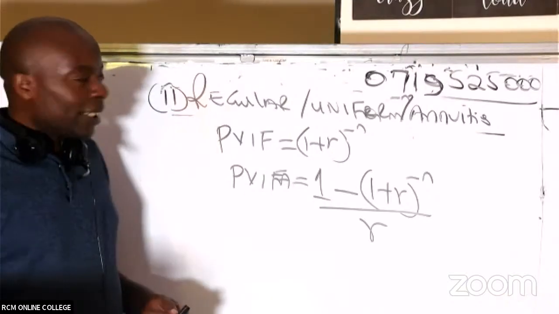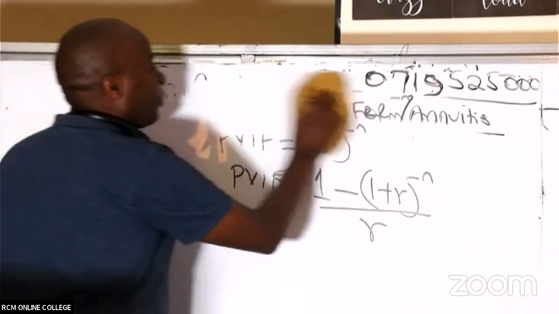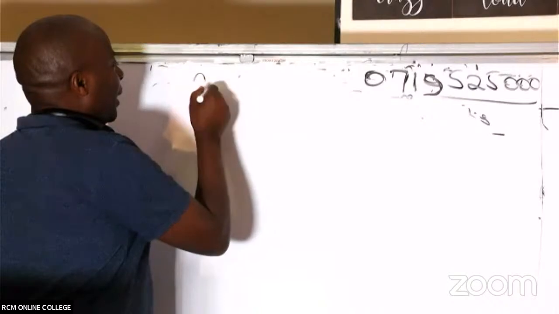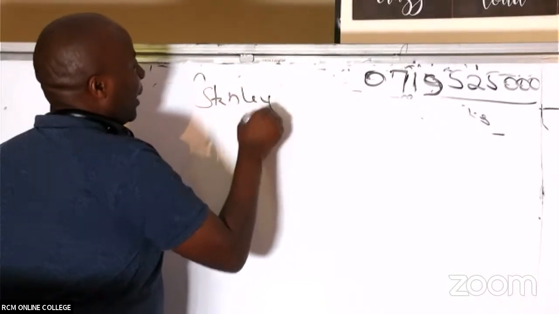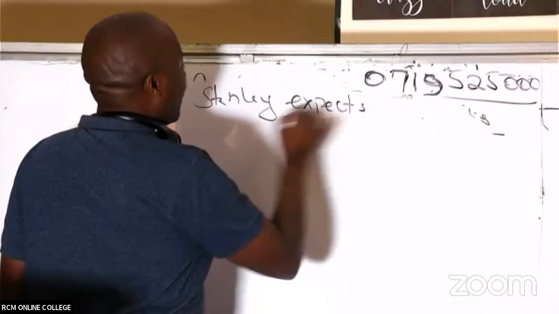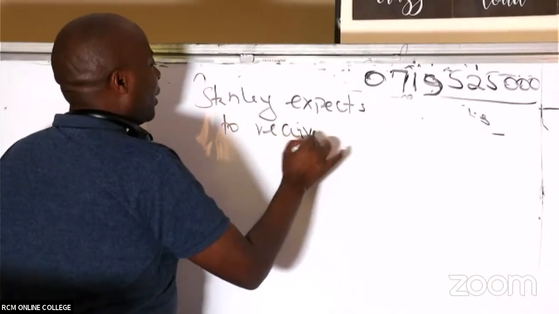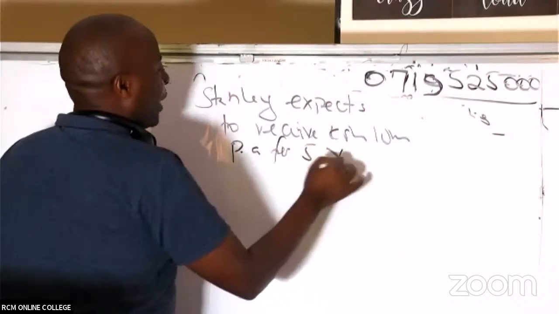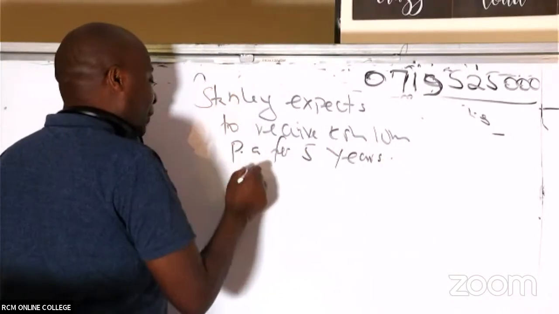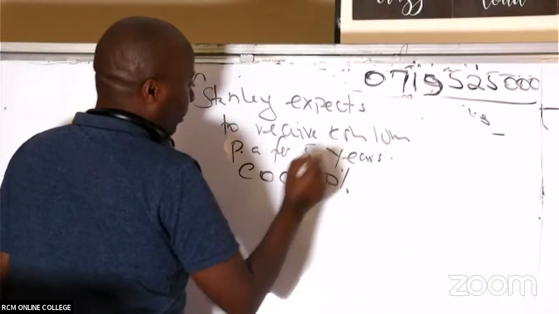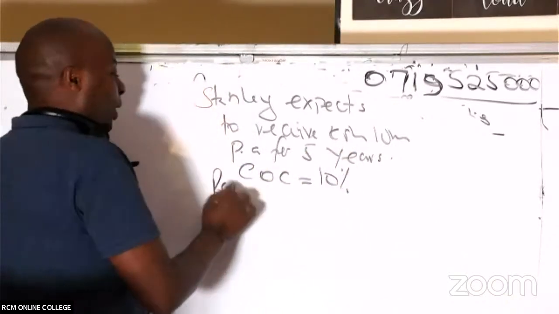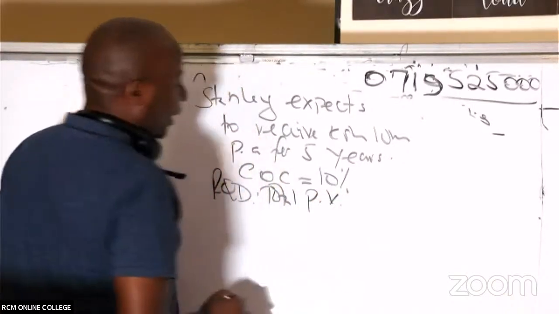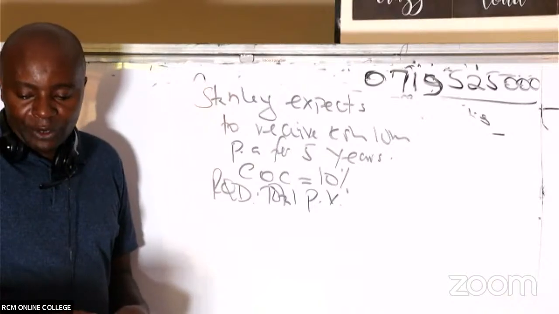Let's assume Stanley. Stanley is a great ninja here. Let's look at an example of Stanley. Stanley expects to receive Kenya shillings 10 million per annum for 5 years, and the cost of capital is 10%. We are required to get Stanley's total present value.